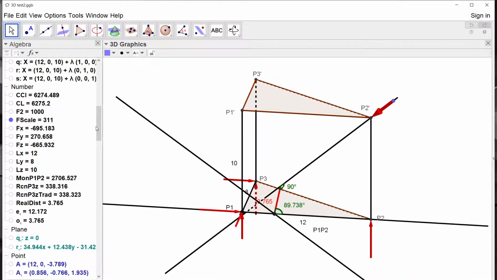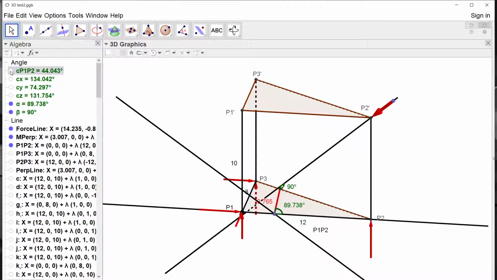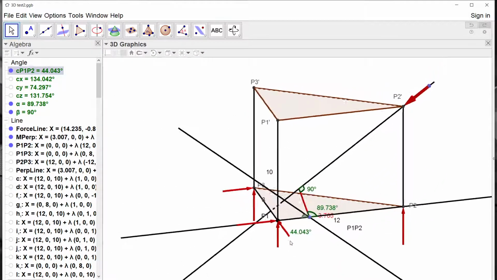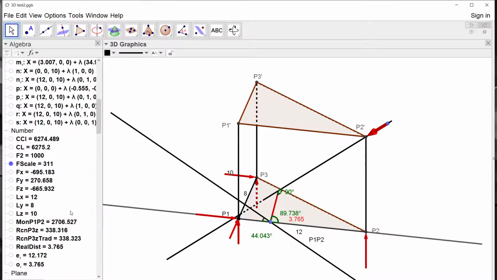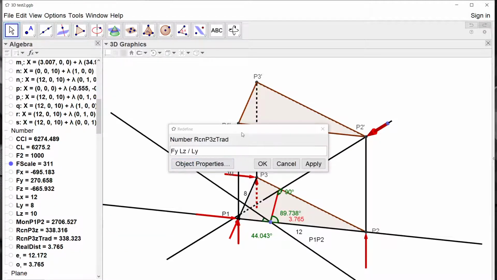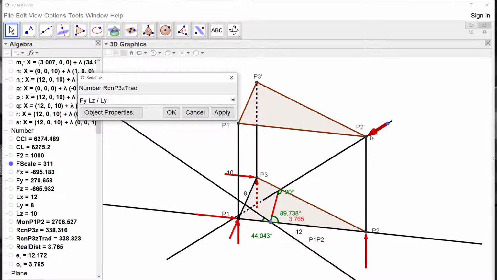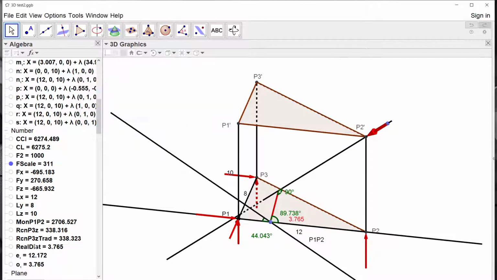But what I really need is this angle in here. The angle to the P1, P2 line. That's what I really need, this direction cosine, which is the shortest angle. And then I could compare the traditional answer, which would just be Fy along the P1, P3 axis times the height, which is Lz, divided by the shortest distance, which happens to be Ly, or 8. That's the traditional statics version.